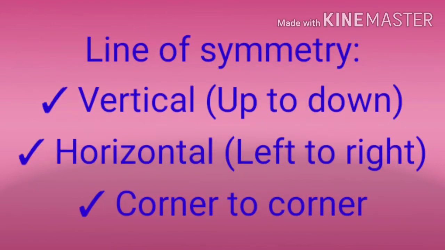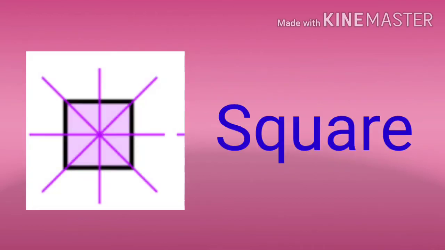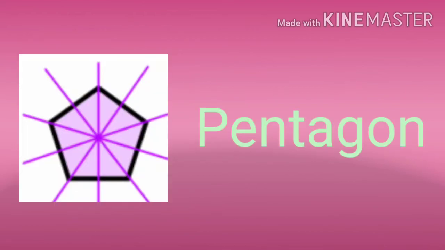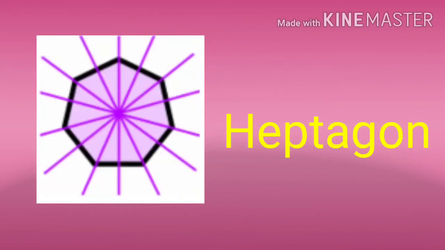Now know the number of lines of symmetry in different regular polygons. An equilateral triangle has 3 lines of symmetry. A square has 4 lines of symmetry. A regular pentagon has 5 lines of symmetry. A regular hexagon has 6. A regular heptagon has 7. A regular octagon has 8. A regular nonagon has 9. A regular decagon has 10 lines of symmetry.